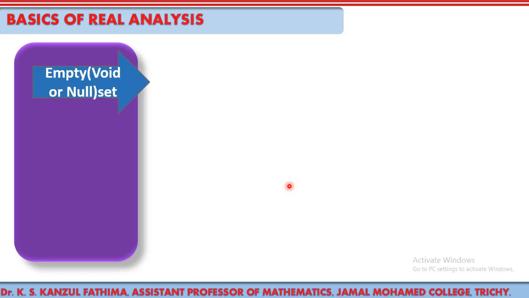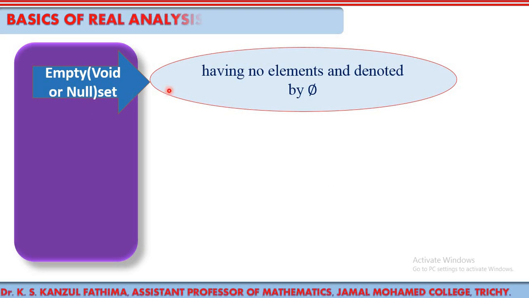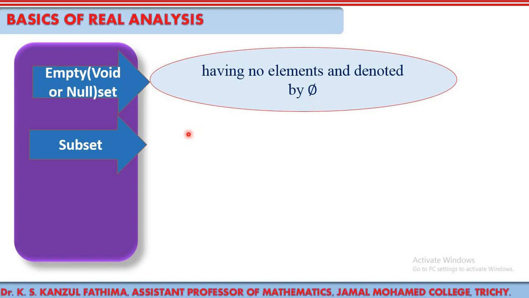Next one is types of sets. The first type is the empty set. Empty set is also named as void set or null set. Empty set means a set having no elements and is denoted by phi. Next one is subset.